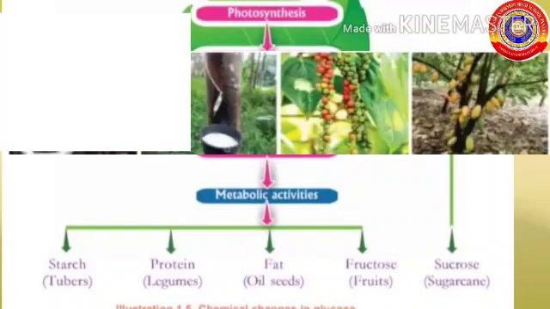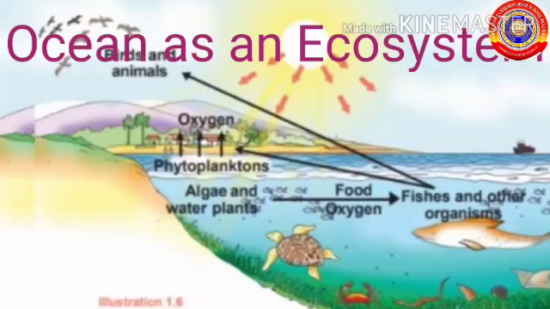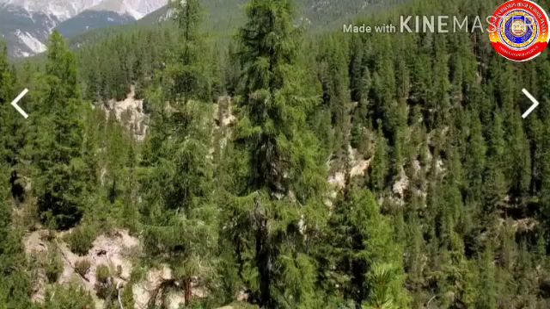sucrose, sugarcane. Next, we discussed some of the economically important products such as coffee, rubber, pepper and cocoa. Next, we discussed ocean at par with land. Here, about 70 to 80% of oxygen in the atmosphere is contributed by algae and phytoplankton present in the sea.